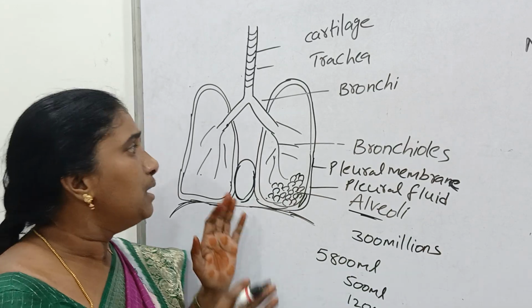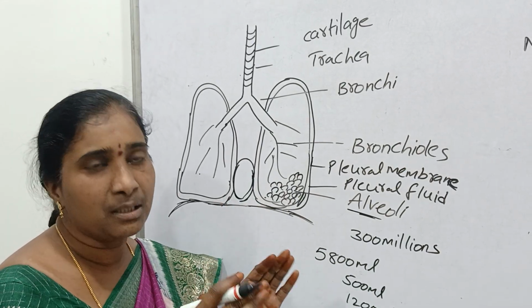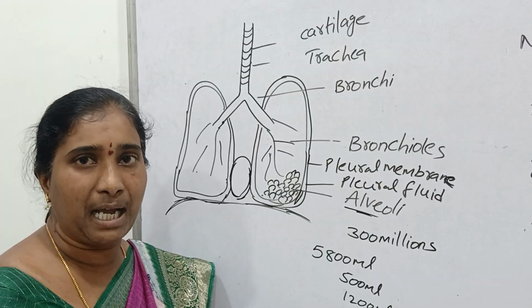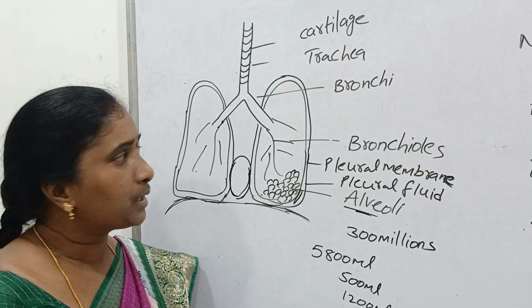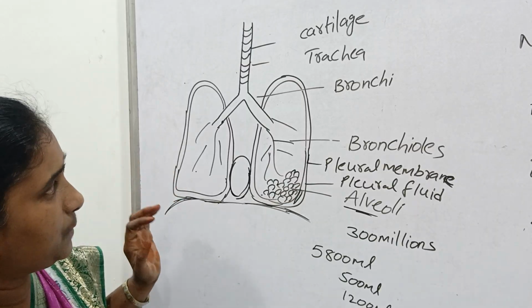So in breathing, not only lungs, the rib cage, chest wall muscles and diaphragm, these organs also will play an important role in respiration. Okay, so this is human respiratory system.